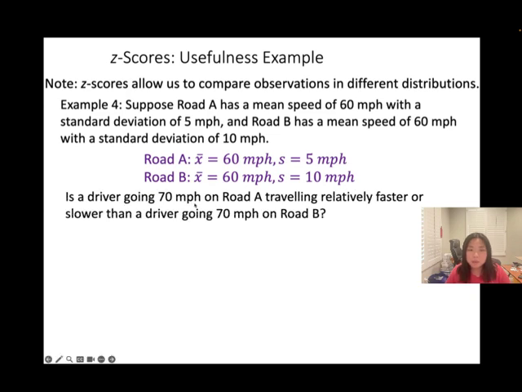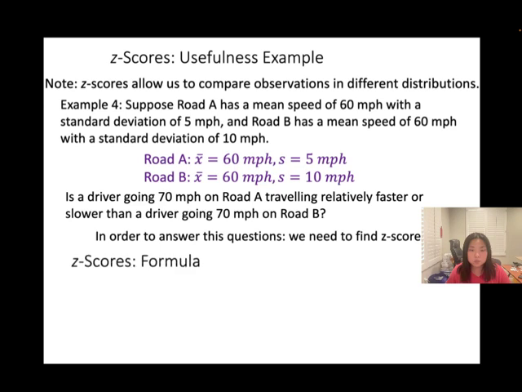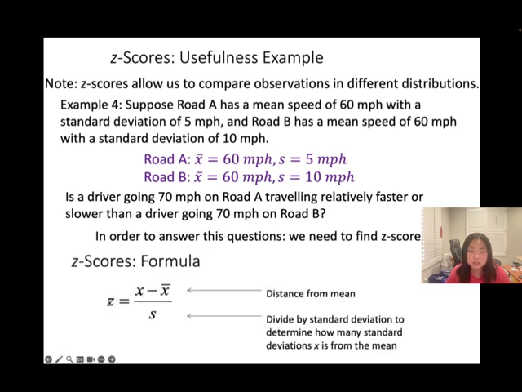Is a driver going 70 miles per hour on wall A traveling relatively faster or slower than a driver going 70 miles per hour on wall B? Okay, when you want to compare observations in two different distributions, we want to use the Z-score. So this is the formula for finding the Z-score. Z-score equals the data value, so in this example you want to use 70, minus the mean, 60, divided by the standard deviation. So for wall A, we're going to divide by 5. For wall B, we're going to divide by 10. Okay, I need you to remember this Z-score formula.